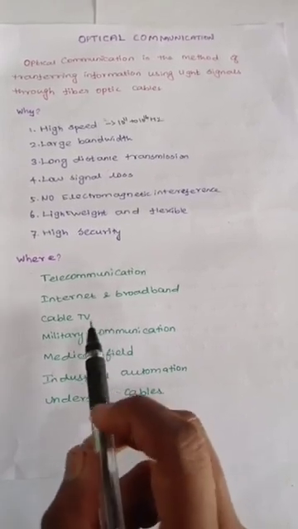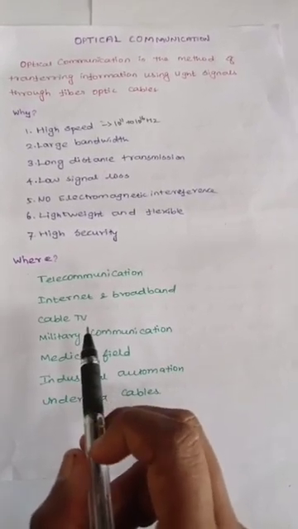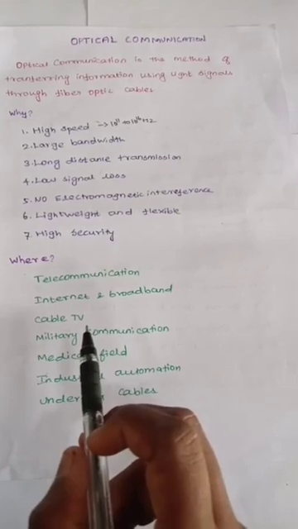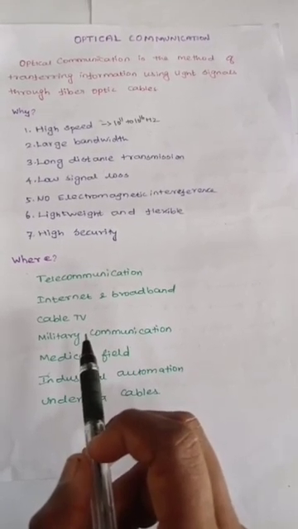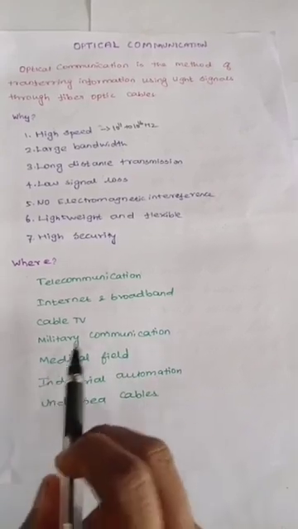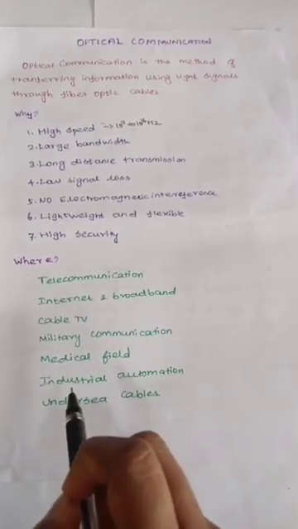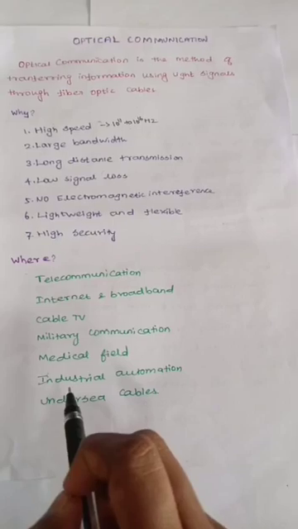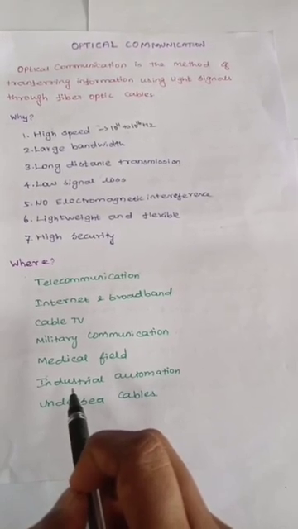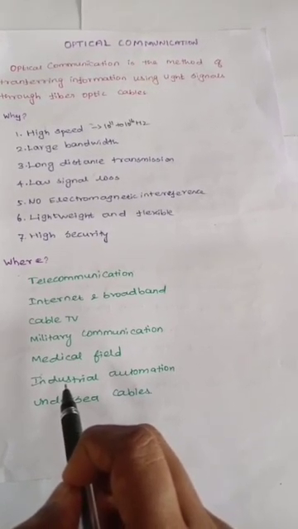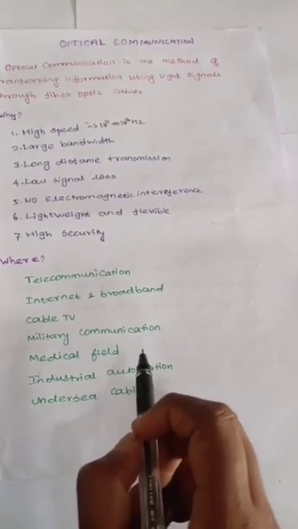And cable TV: transmit the TV channels with better quality and less interference. For example, digital cable TV networks. And in military communication, high speed communication in the defense system. For example, fiber used in command centers for encryption operations.